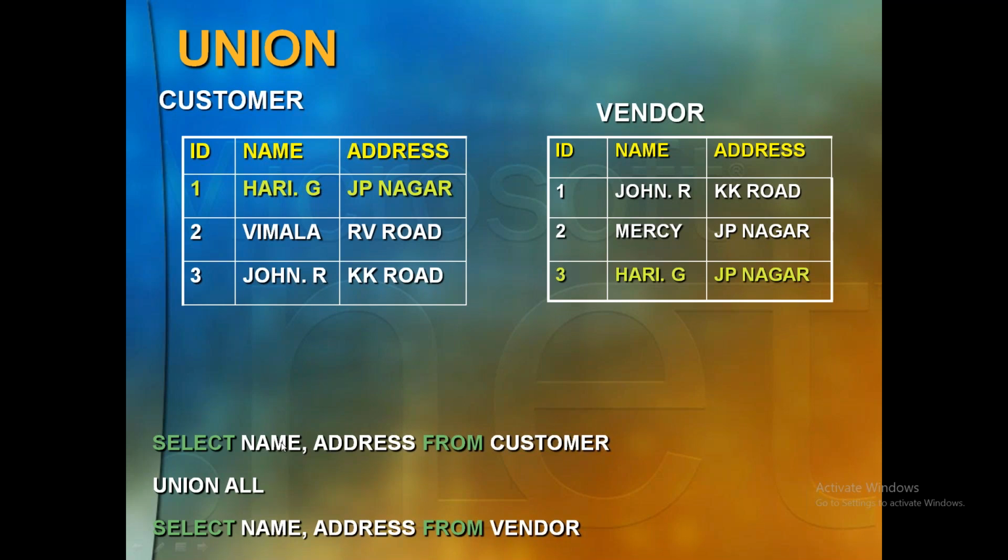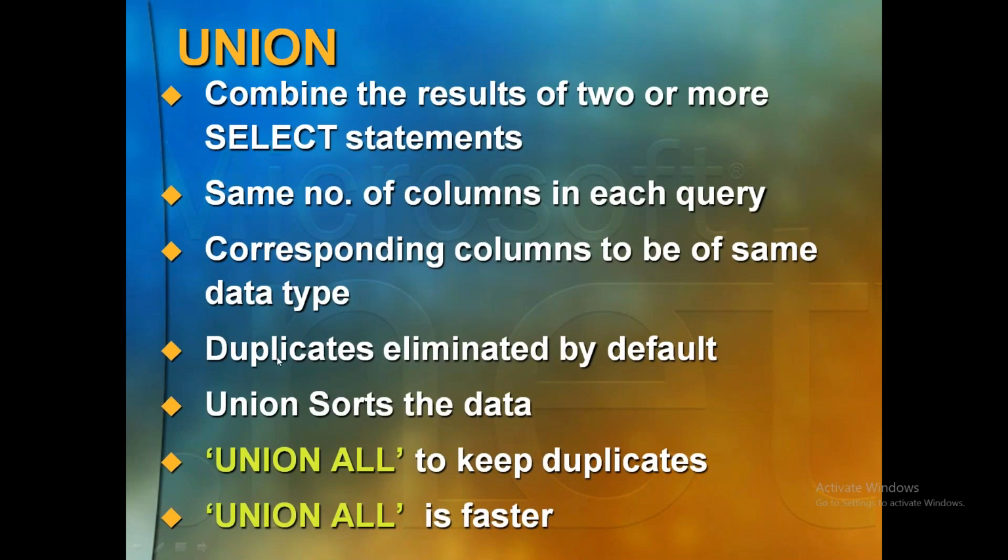And the corresponding column data type also should match. For example, name is a varchar column, so this name also should be a varchar column. If it is a date and time column, this should be a date and time column. If one is an integer and the other is a date and time or varchar column, then you will not be able to use union or union all. Clear? So the same number of columns to be available in all the select statements, and the corresponding columns' data types should be the same. Clear?